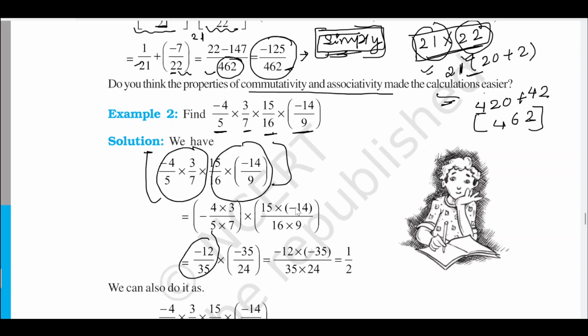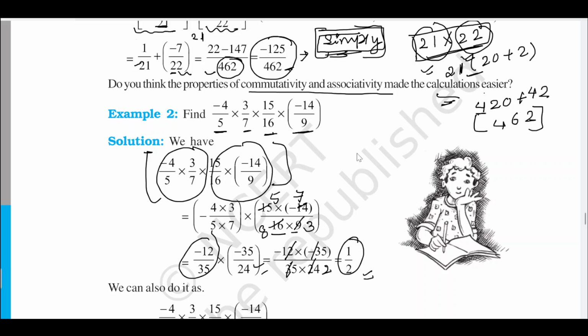So we have to calculate 15 into 14, which is a difficult multiplication, and then 16 into 9. They have multiplied it here. That's somewhat simplified. This is going to be 2 eights and 2 sevens. This is going to be 3 threes and 3 fives. So 35 and 24. In this one, this will cancel out, and this one and this one will cancel out. So 1 by 2.